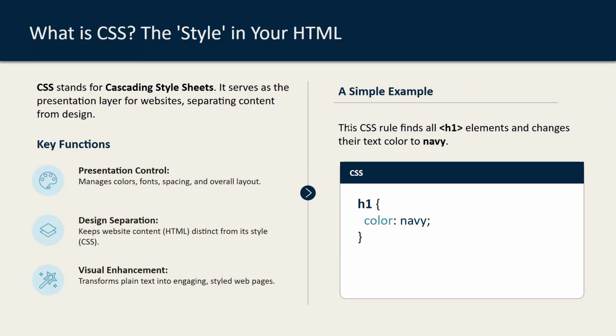And it's the presentation layer for websites. In other words, HTML gives us the structure and content, and CSS controls how that content looks. That involves things like colors, fonts, spacing, and layout. It also helps keep content and design separate, which makes websites easier to build, update, and maintain.